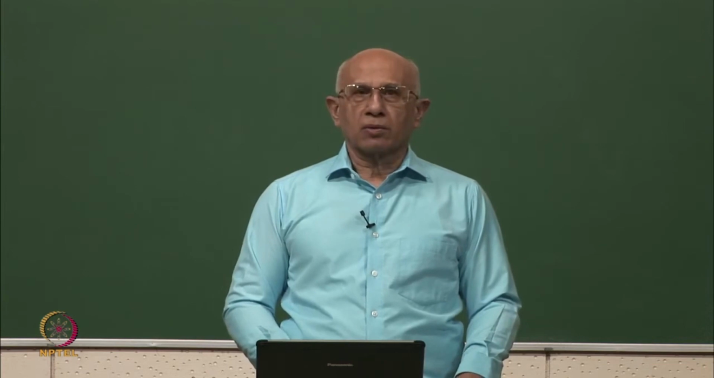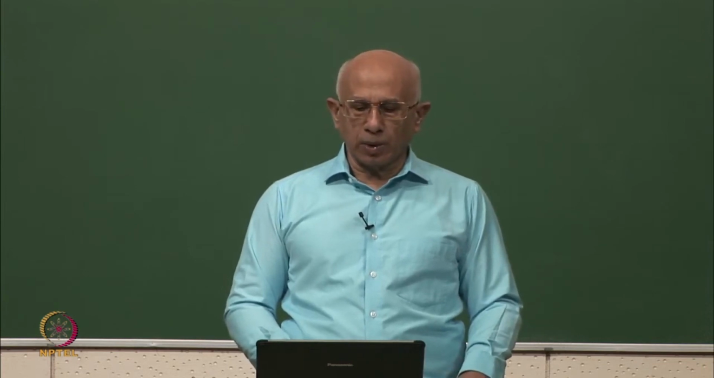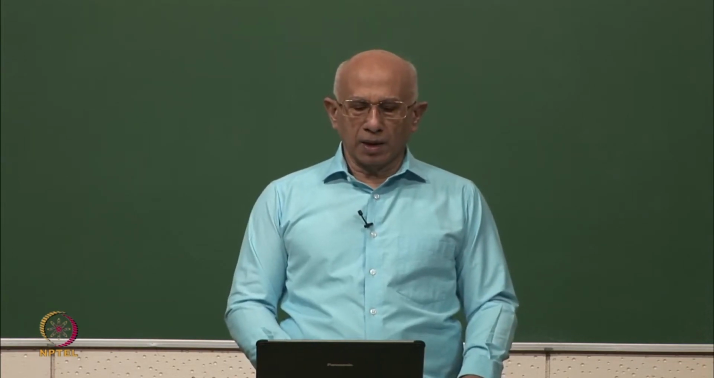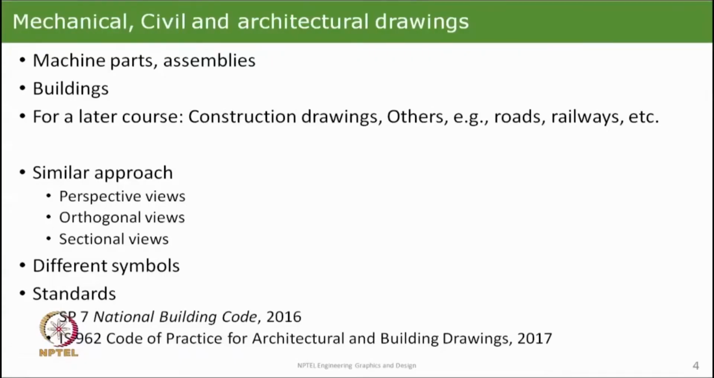The approach in civil and architectural drawings is very similar to that in mechanical drawings, that we have perspectives, orthogonal and sectional views. Civil and architectural drawings use a very large variety of different types of symbols, as we shall see later on in the course.